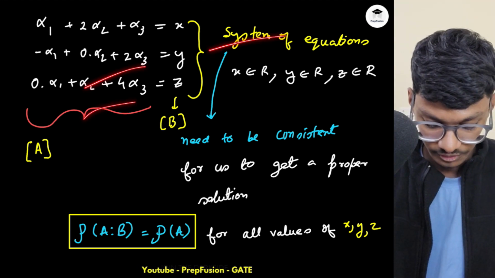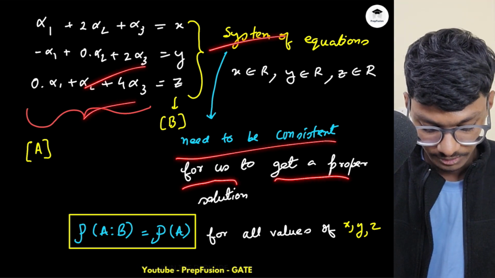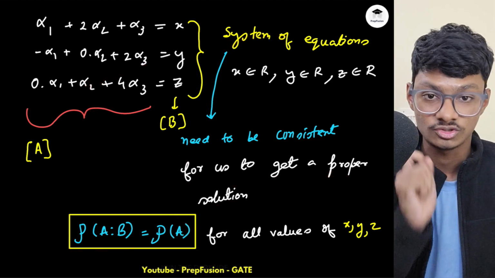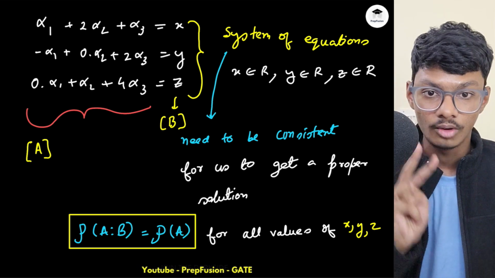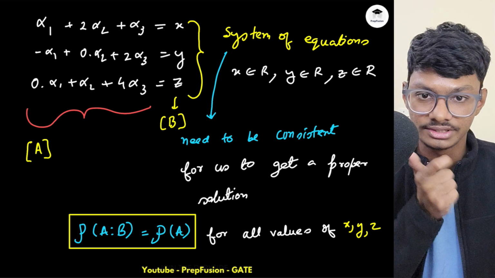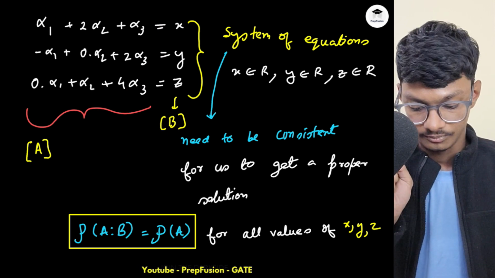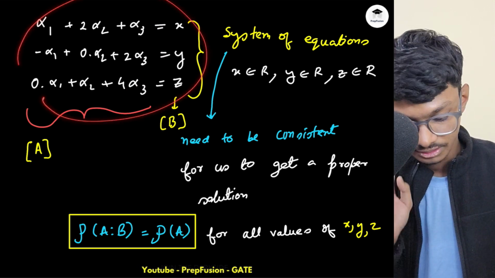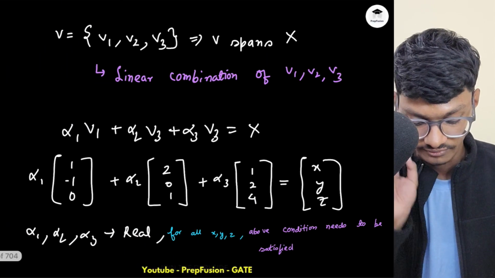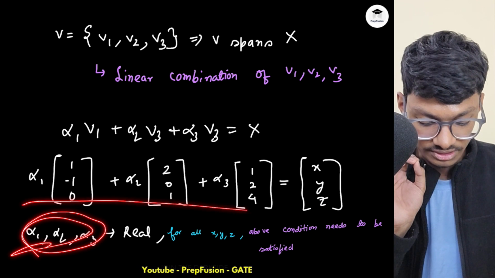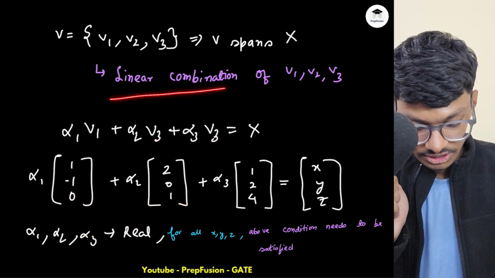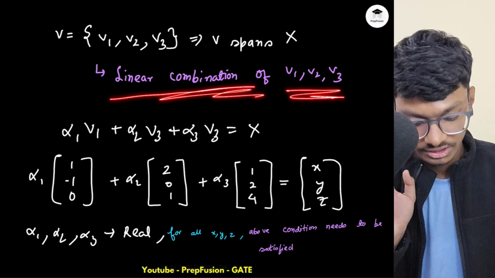Then we solve the system of equations, which needs to be consistent for us to get a proper solution. Now for all values of x, y and z, the ranks have to be equal to each other. Then only will I get a consistent set of solutions. And if I get a consistent set of solutions in this equation, that means these are valid. There exists some alpha 1, alpha 2, alpha 3 which satisfies this equation, then this will be called a linear combination of v1, v2, v3 equal to x.